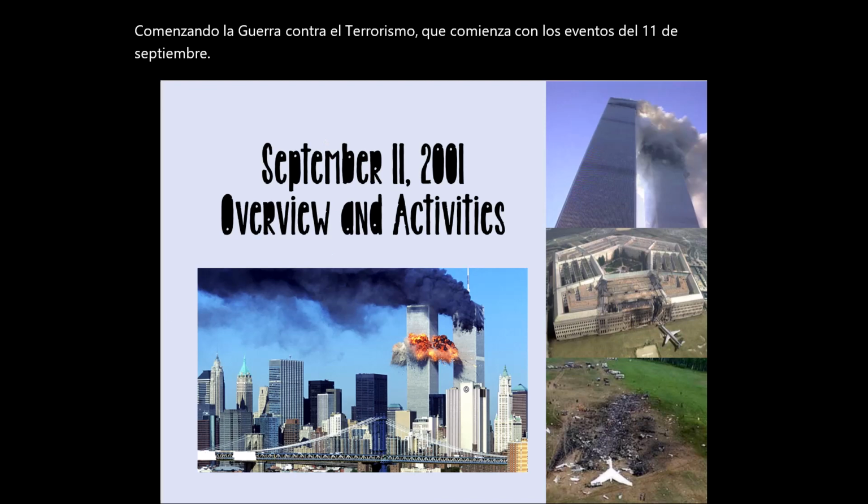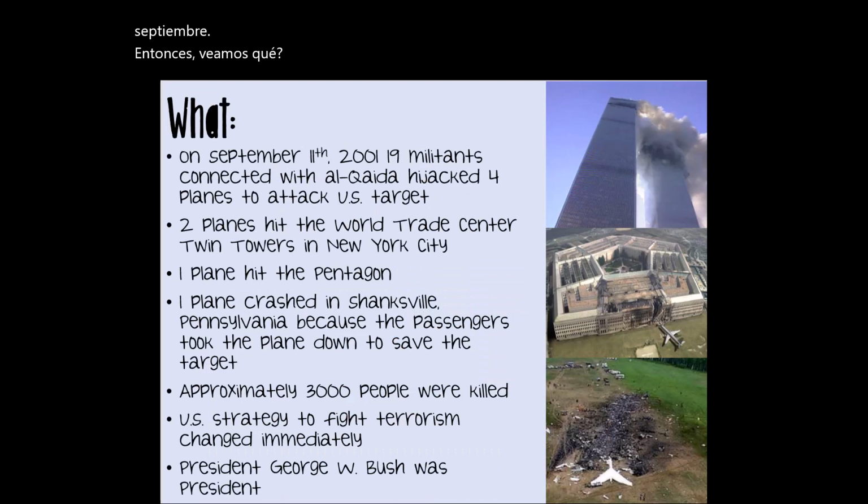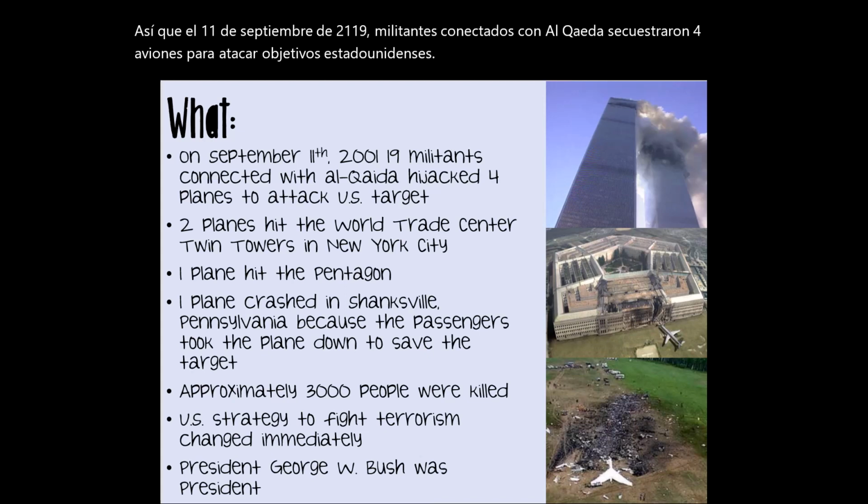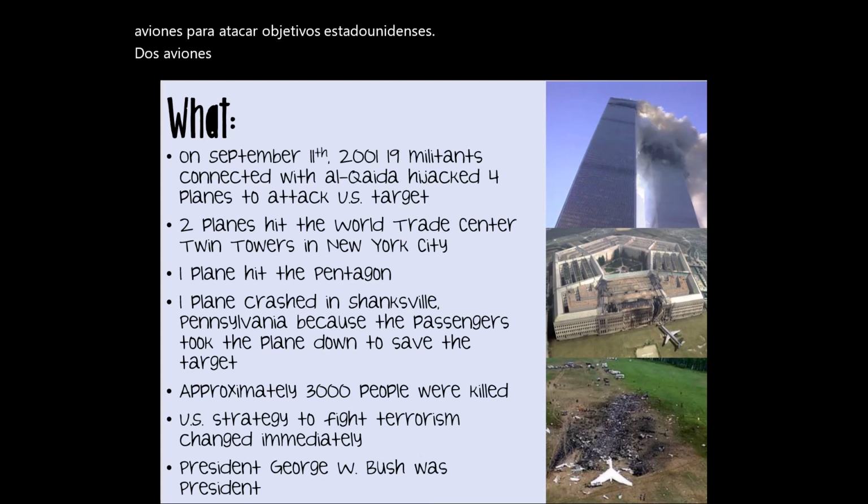So, let's look at what happened. On September 11th, 2001, 19 militants connected with Al Qaeda hijacked four planes to attack U.S. targets. Two planes hit the World Trade Center Twin Towers in New York City. One plane hit the Pentagon, and one plane crashed in Shanksville, Pennsylvania, because the passengers took the plane down to save the target.